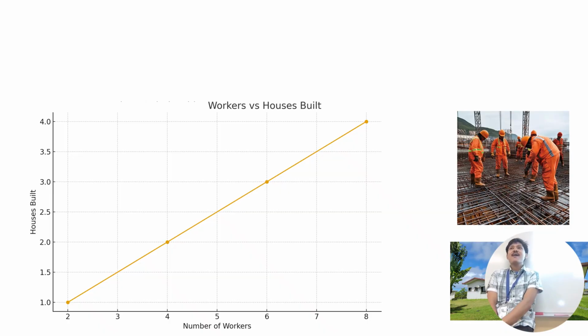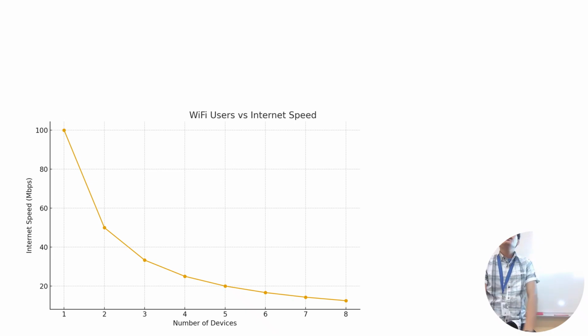So as you can see on the board, over here, the x-axis means more workers. As you add in more workers, what happens to house? More house. So is this direct or inverse? Direct. What about this one?